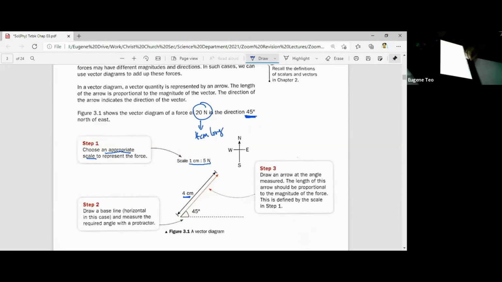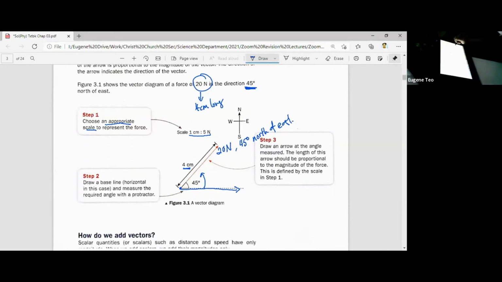Next, because it's 45 degrees north of east, I just take east as this direction. I'm going to measure 45 degrees towards the north. So you draw a baseline and then you measure 45 degrees towards the north. Then after that, from this particular point here, you draw a 4 cm line. This will represent my 20 Newton, that is 45 degrees north of east. So this is the starting part of how you draw a force as a vector itself.